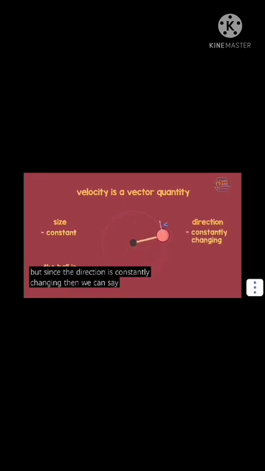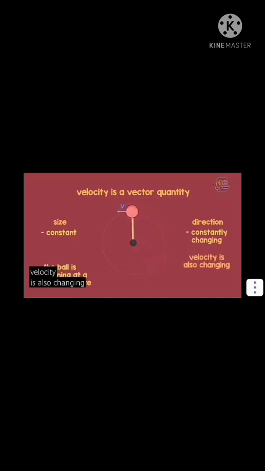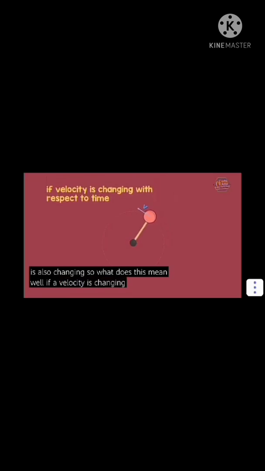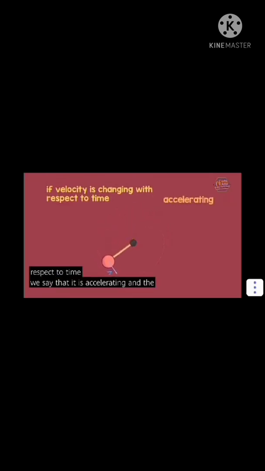Now if the ball continues to turn, then you can say that the velocity changes. As you know, velocity is a vector quantity, which means that it has a size and a direction, and this example assumes that the ball is spinning at a constant rate. We also know that the size of the velocity is constant, but since the direction is constantly changing, we can say that the velocity is also changing. So what does this mean? Well, if a velocity is changing with respect to time, we say that it is accelerating.